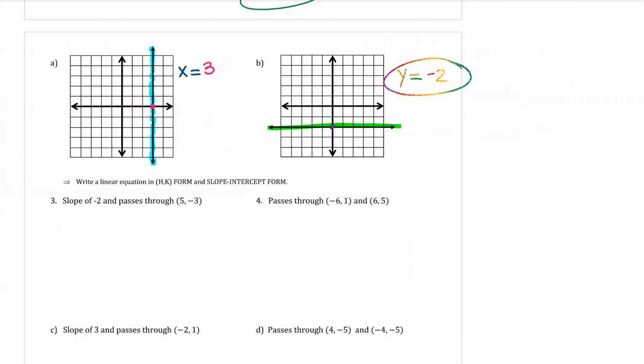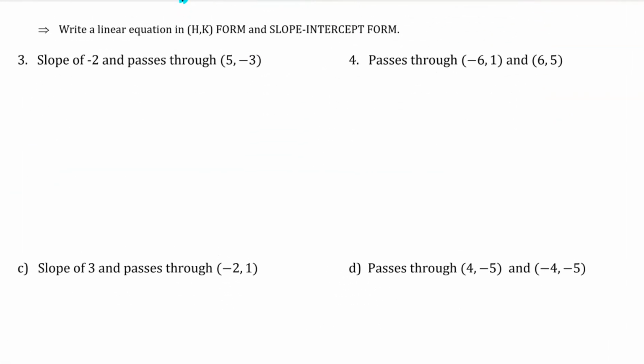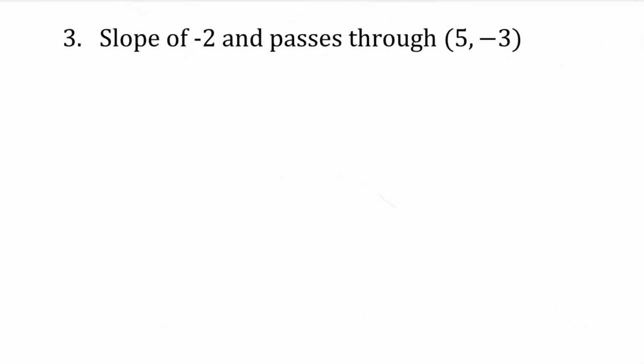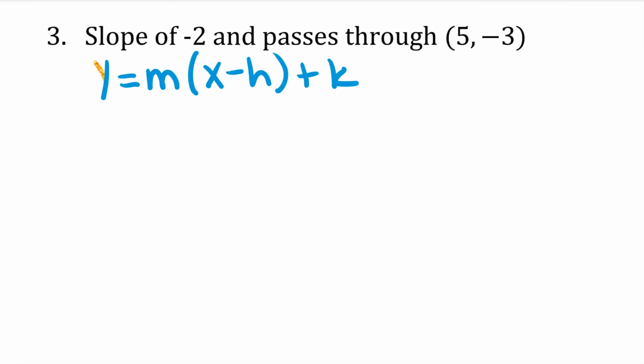All right, cool. So we got a couple here that want you to put the equation in HK form, and then it wants you to put it into slope-intercept form. So I'm probably going to do 3 and 4, and then you guys are going to do a couple on your own. Remember that HK form looks like this: y equals m times x minus h plus k.